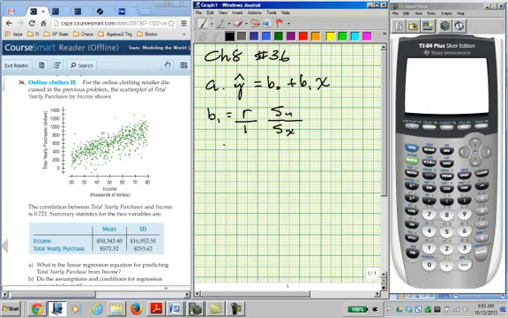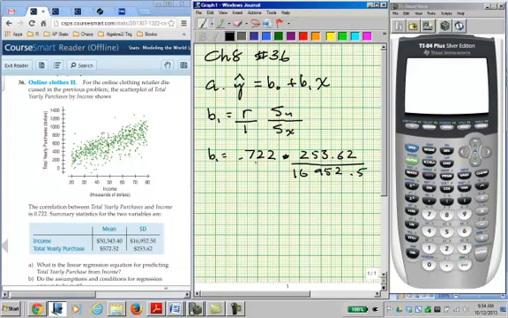In this case, B sub 1 is going to equal 0.722 times the standard deviation of the total yearly purchases. That's the dependent variable. That's y. And that standard deviation is 253.62, divided by the standard deviation for the independent variable. That's income. And that standard deviation is right here, 16952.5. So let's double check our numbers.